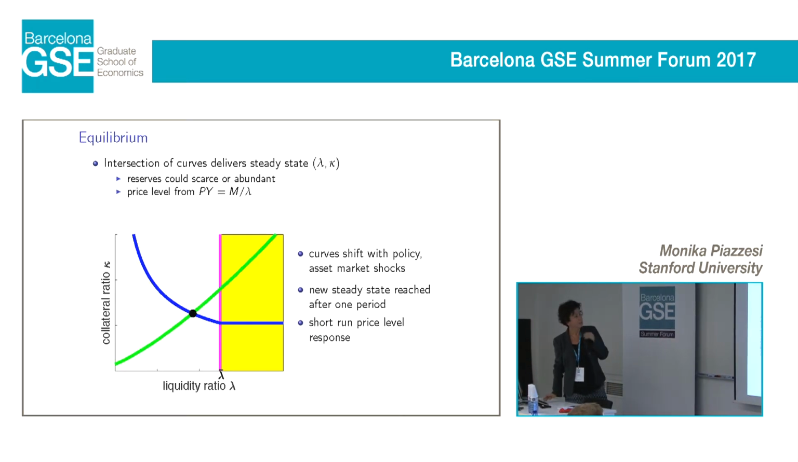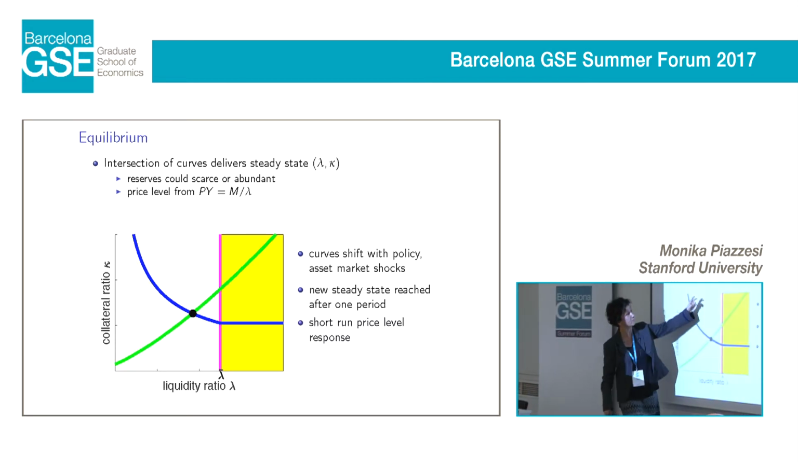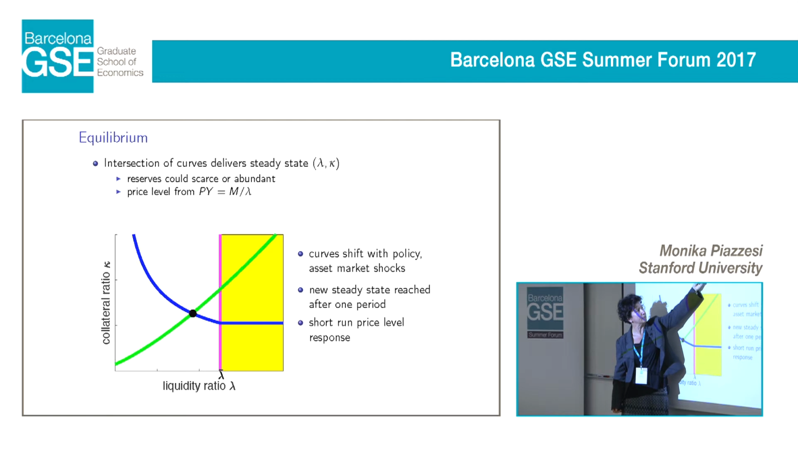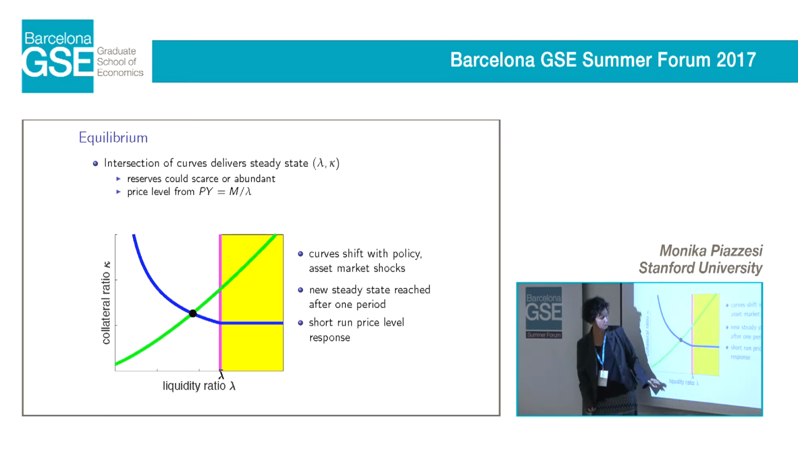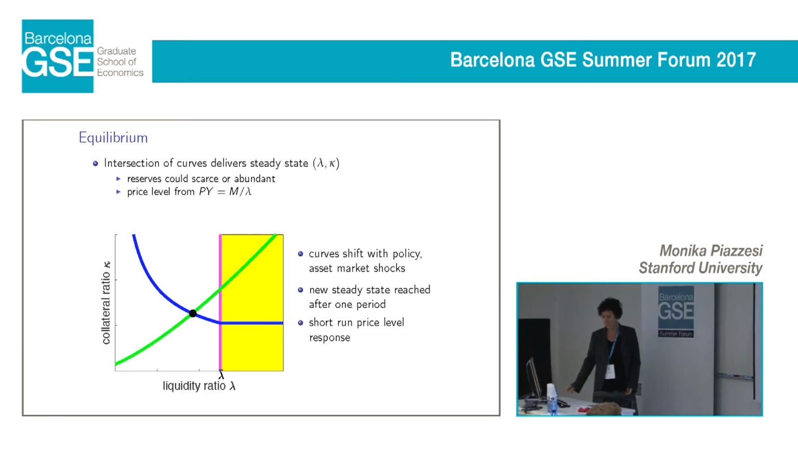So we can determine an equilibrium and then think about the determination of the price level by looking at the quantity equation and think about 1 over lambda, which is on the x-axis. That's a money multiplier.